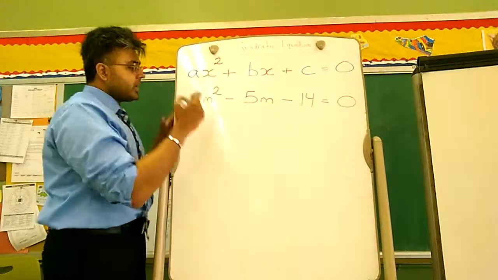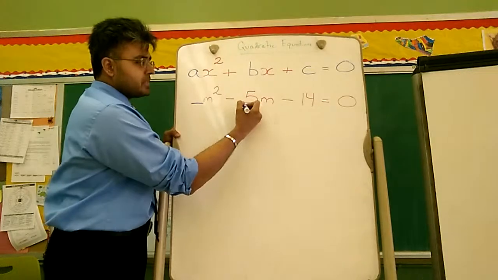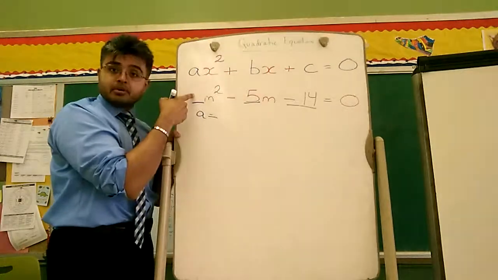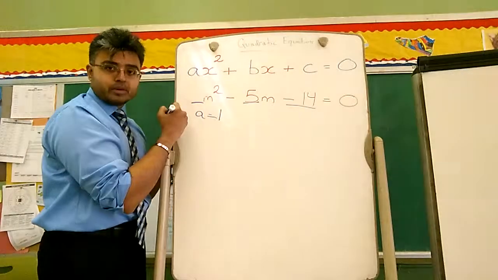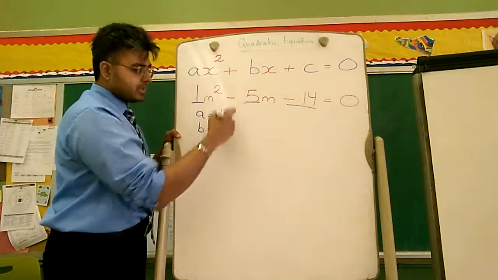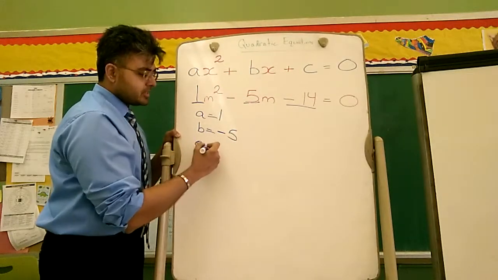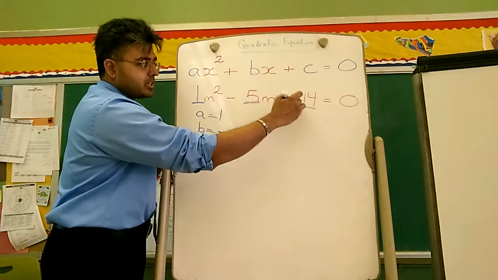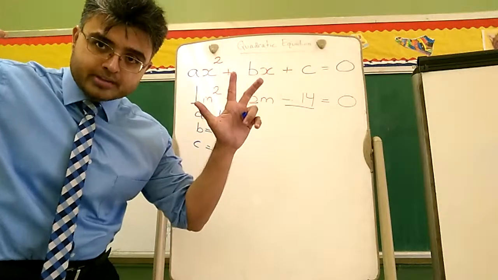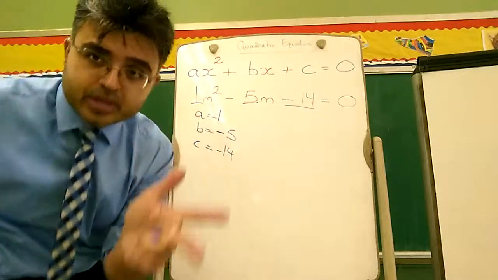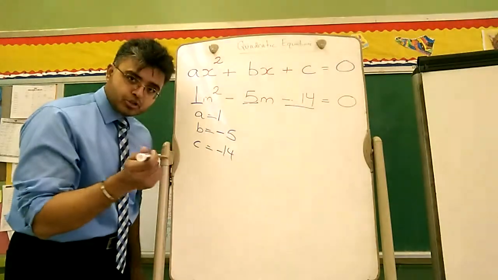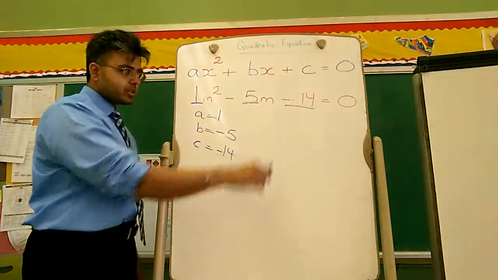Let's do it. A is the number in front of this, B is this number, C is this number. So A is equal to, missing number, no number, 1, always. B is equal to minus 5, keep the minus and the 5 together. C is equal to minus 14, keep it together, minus 14. A, B, and C. Step 1, done. We got A, we got B, we got C. Now we're going to use this information and a special formula in order to solve this kind of question.